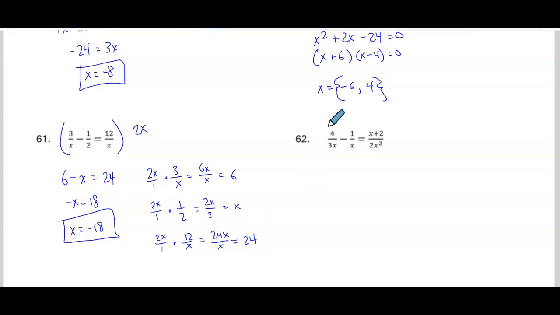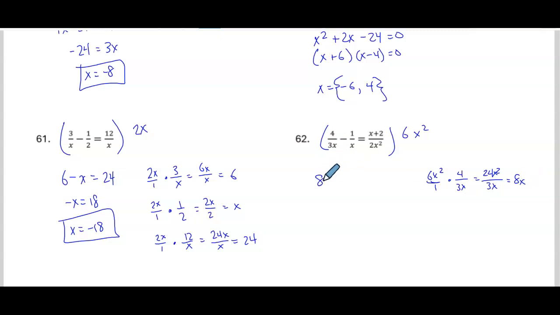Okay, same concept here. We need to do an LCM. 3x, x, 2x squared. So they all contain an x, but I need at least x squared in order to deal with the last fraction. 3 and 2, not the same coefficient, so let's use 6 to be able to get to both of them. Okay, so when I multiply 6x squared by 4 over 3x, that's 24x squared over 3x, which is 8x.